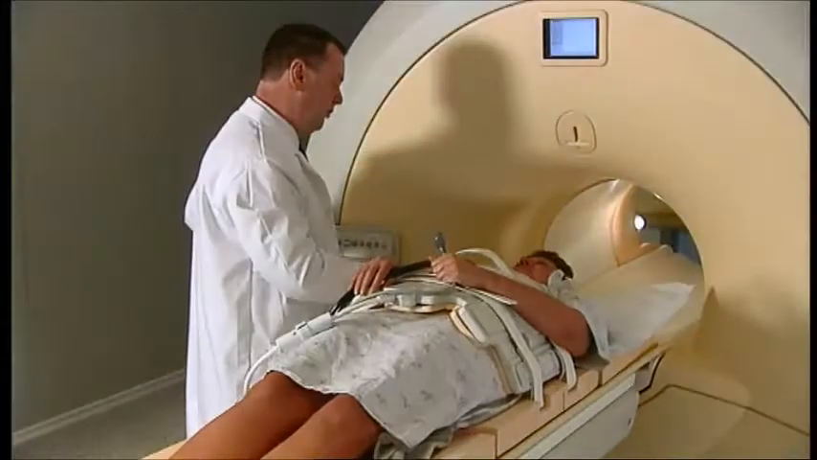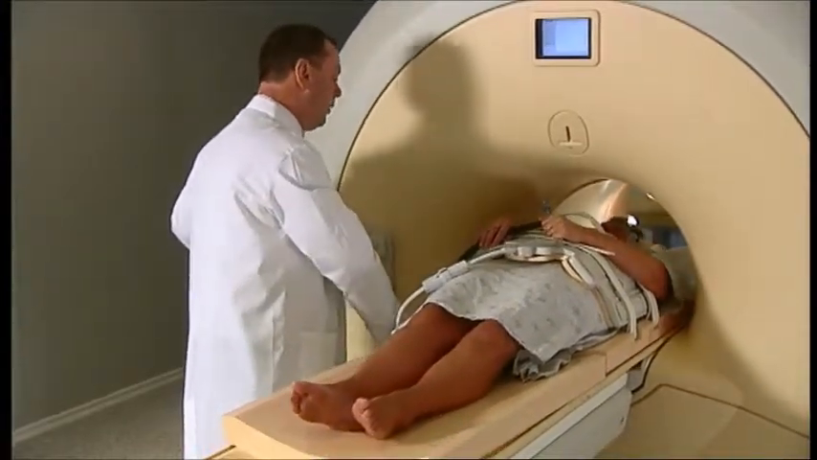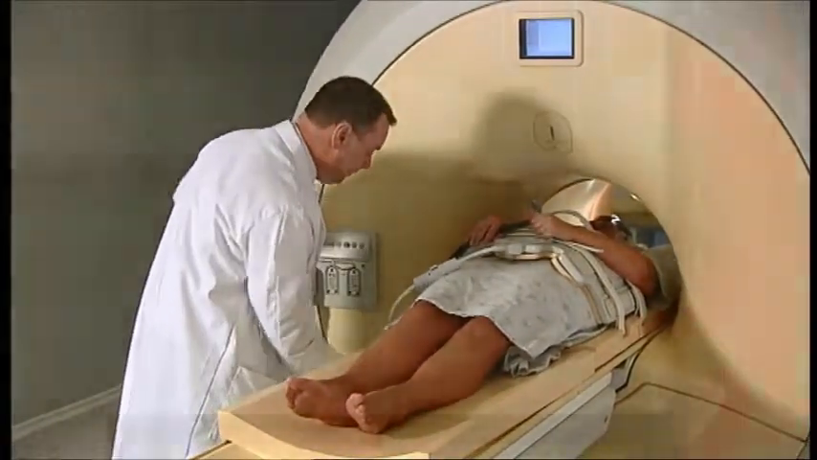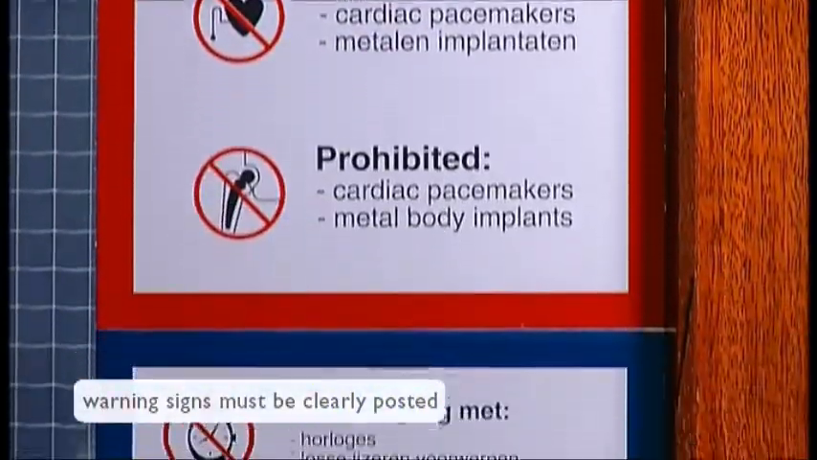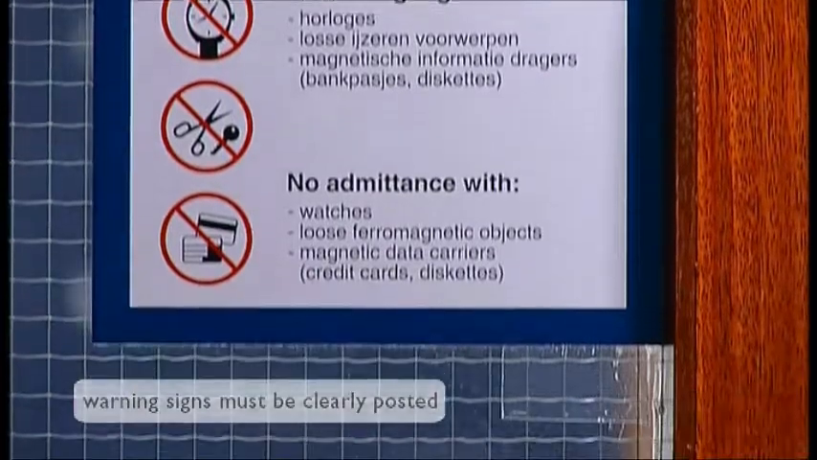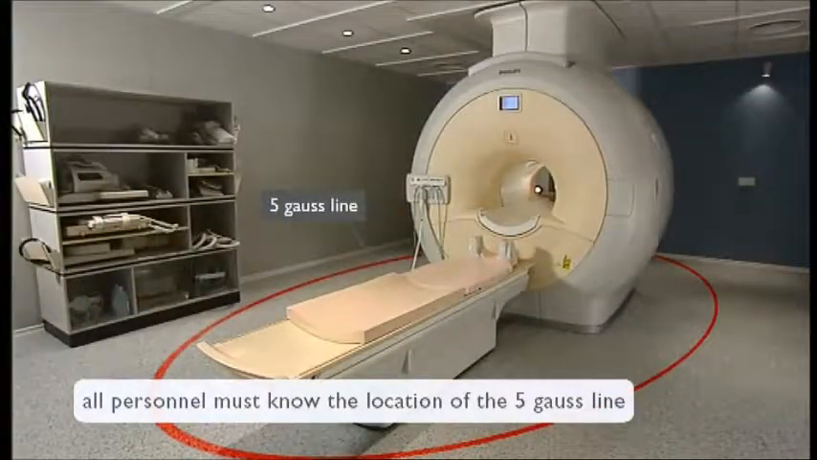Preventing potential hazards. To keep your MR suite safe, follow these simple precautions. Post warning signs to alert everyone about to enter the restricted area of the MR suite. All personnel must know the location of the 5 Gauss line.